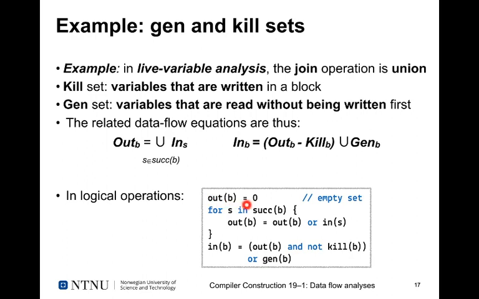So we start off with an empty set for out of B, and then we populate out of B by looking at all the successors of B here. And so we add the input sets of each successor to the output set of B here. And when we traverse through all the successors of B, we can finally construct our input set, which is the output set that we just considered.